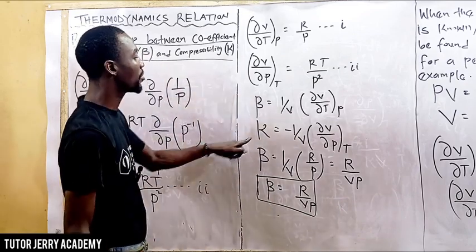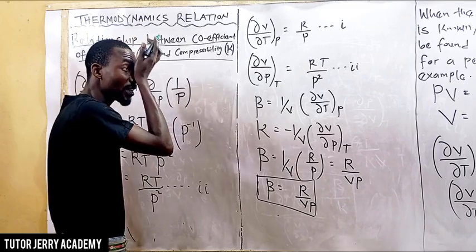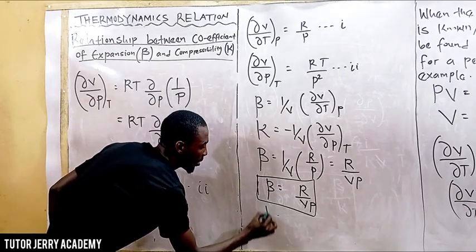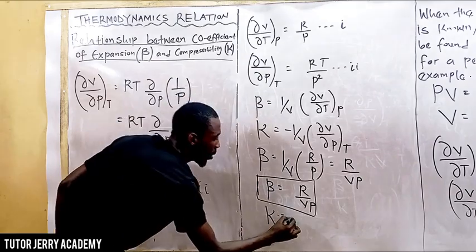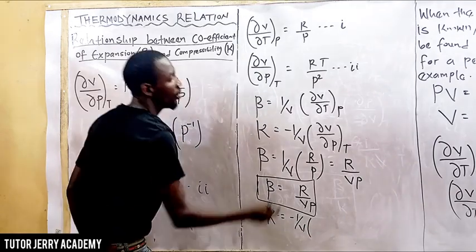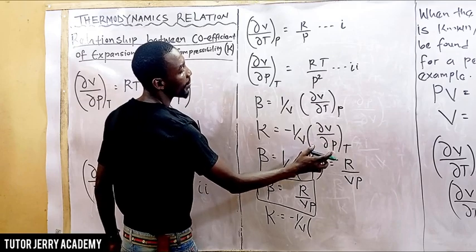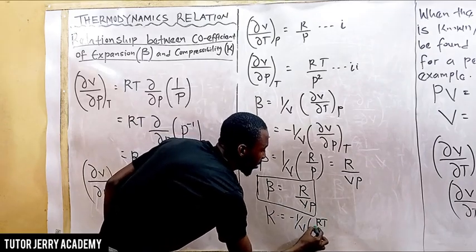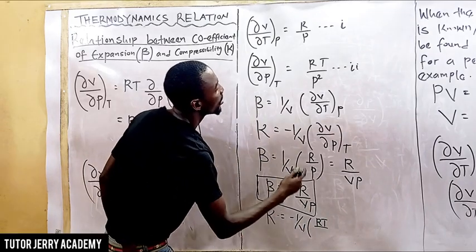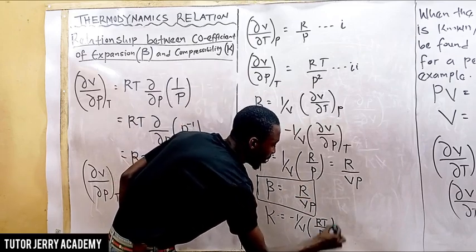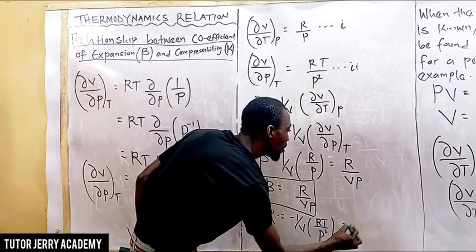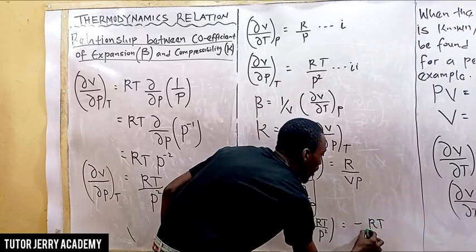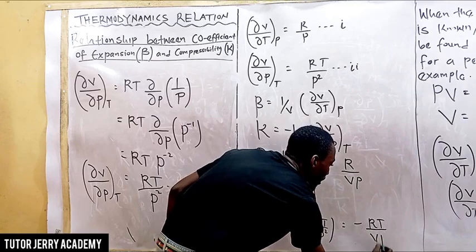All right. Again, let's substitute for K. If we make substitution for K, what are we going to get? K is equal to minus 1 all over V, times the partial differentiation of V over the partial differentiation of P, keeping T constant, which is minus RT all over P squared.